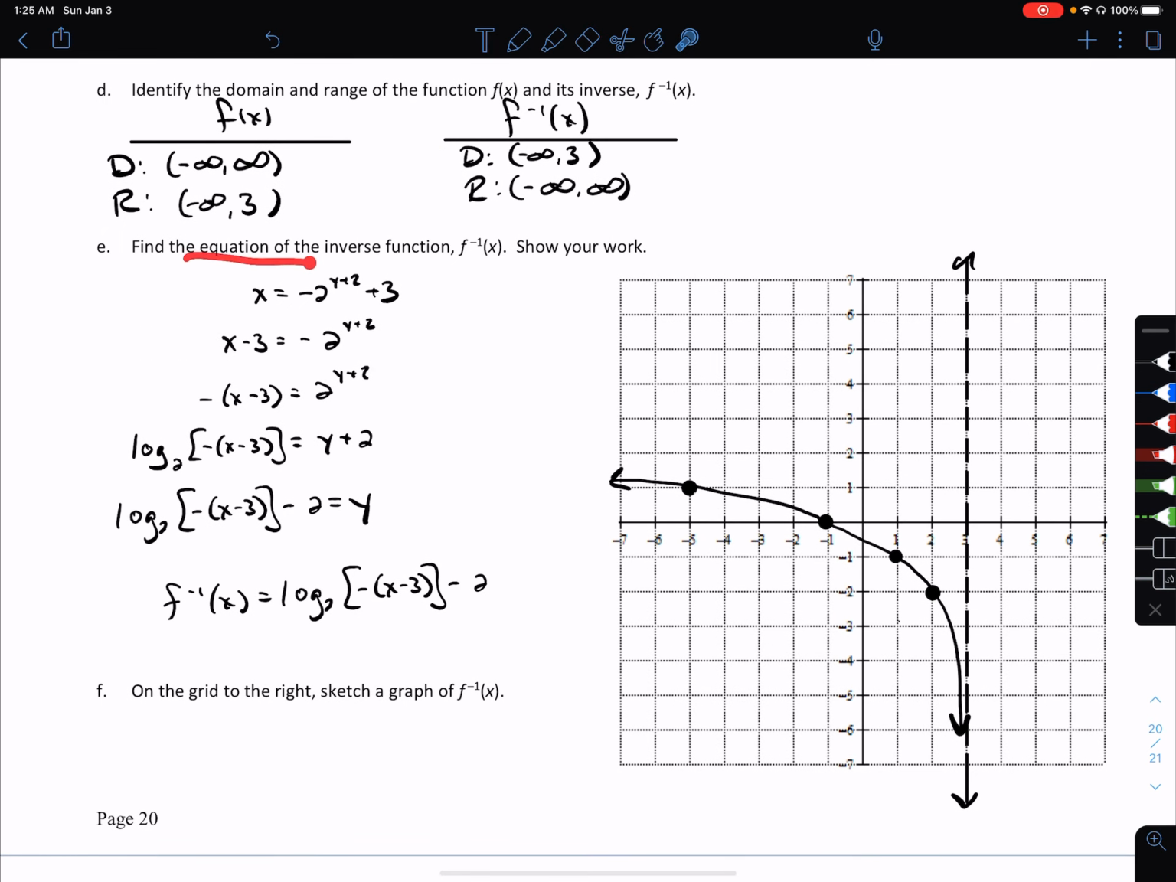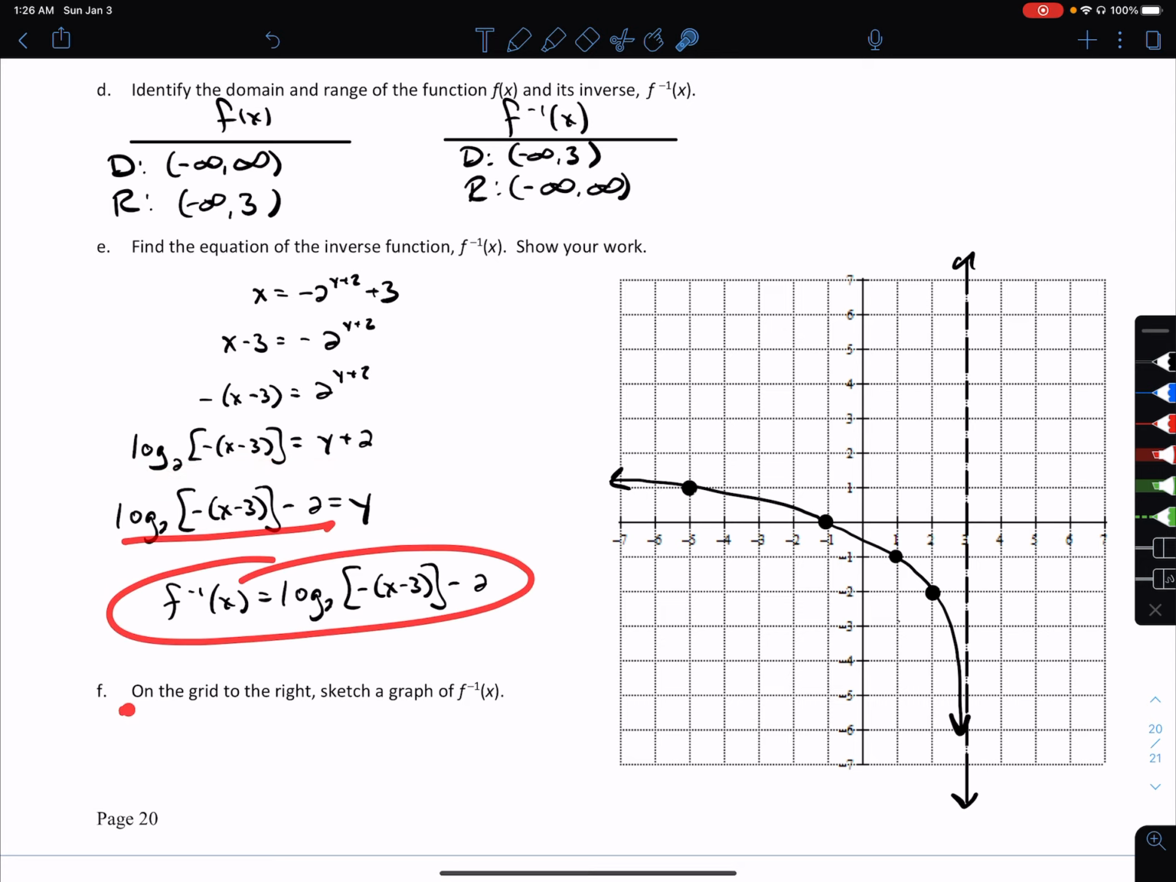Find the inverse of the function f of x. We interchange x and y. We get the base and the exponent by itself. We change to logarithmic form, and we subtract 2 from both sides, and we get this inverse here. On the grid to the right, sketch this graph.